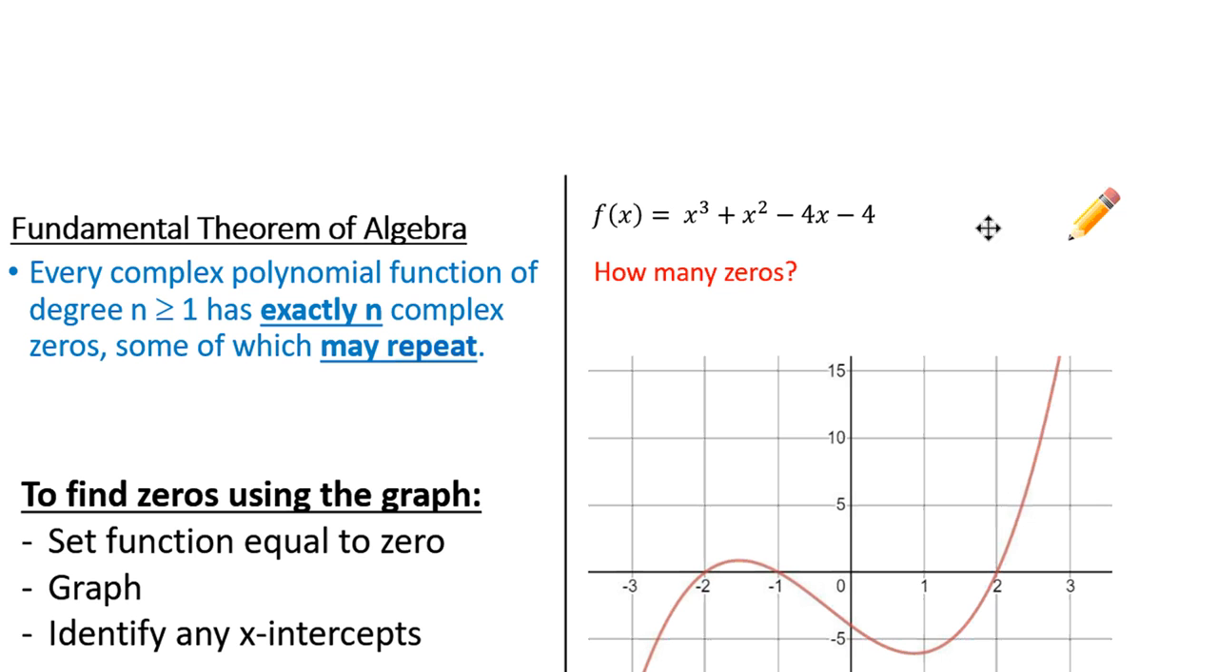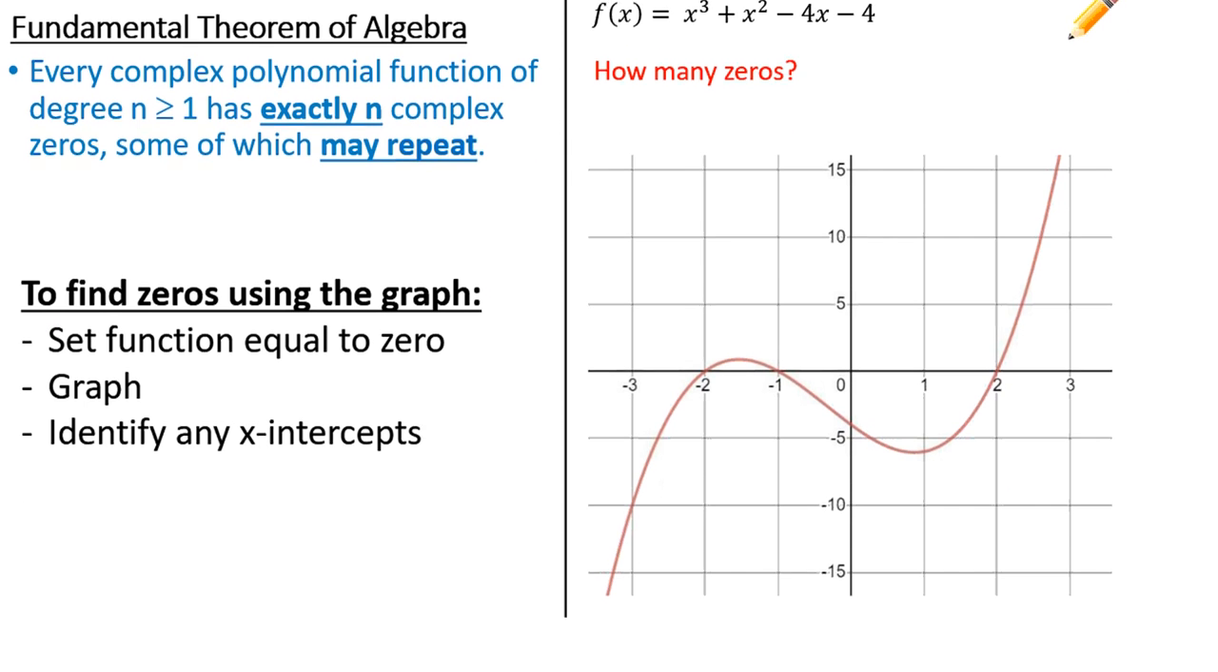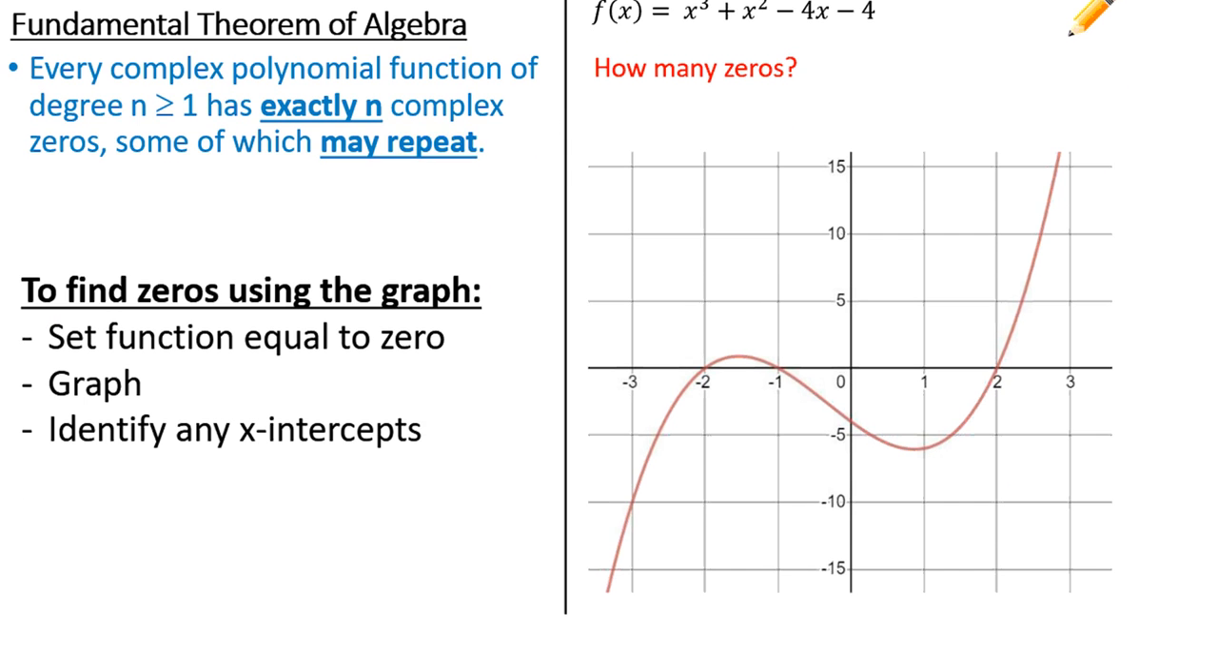Okay, fundamental theorem of algebra. It says every complex polynomial function with a degree n, which is positive, it's not a polynomial if the degree is negative, has exactly n. Now here's the key part: it has exactly n complex zeros, some of which may repeat.